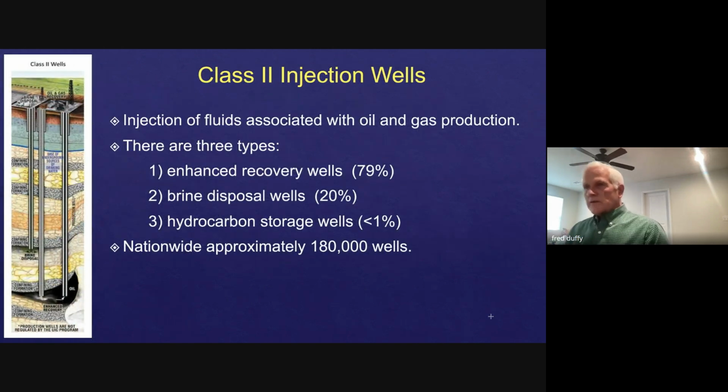Okay, and second is the class 2 injection wells. They inject fluids associated with oil and gas production. There are 3 types. The first type are the wells that are injecting usually brine or water as a form of enhanced recovery wells. And that's the largest group of them. That's 79%. Then you have class 2 wells that dispose of or inject brine strictly for disposal purposes.